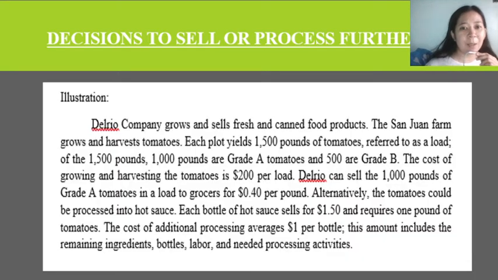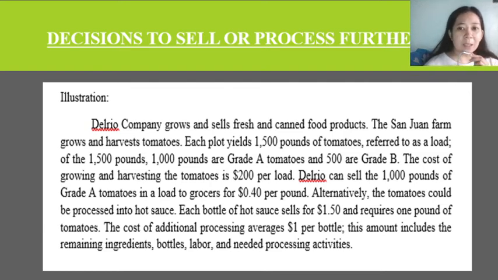So to understand better, let us have this illustration or example. We have here Del Rio Company. They grow and sell fresh and canned food products. The San Juan farm grows and harvests tomatoes. Each plot yields 1,500 pounds of tomatoes, which they refer to as a load of 1,500 pounds. 1,000 pounds are grade A tomatoes and 500 are grade B. The cost of growing and harvesting the tomatoes is $200 per load.